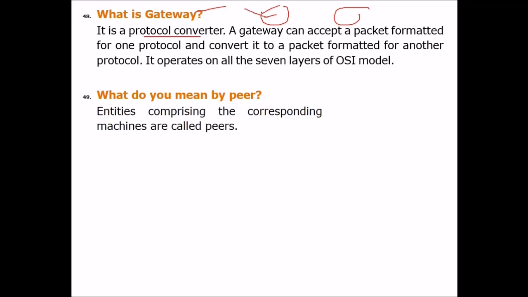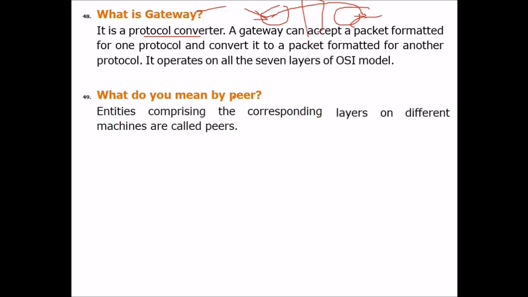This speaks English. This speaks Spanish. How do they talk? You have a gateway in between. So a gateway can accept a packet formatted from one protocol and convert it to a packet formatted for another protocol. It operates in all 7 layers of the OSI model.